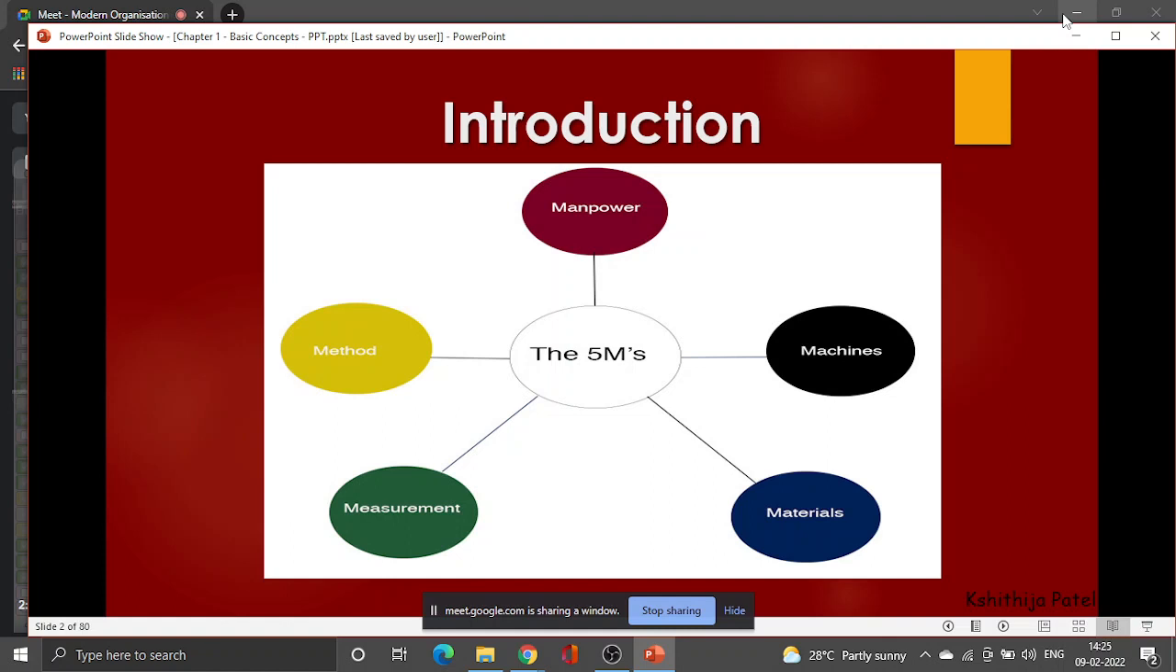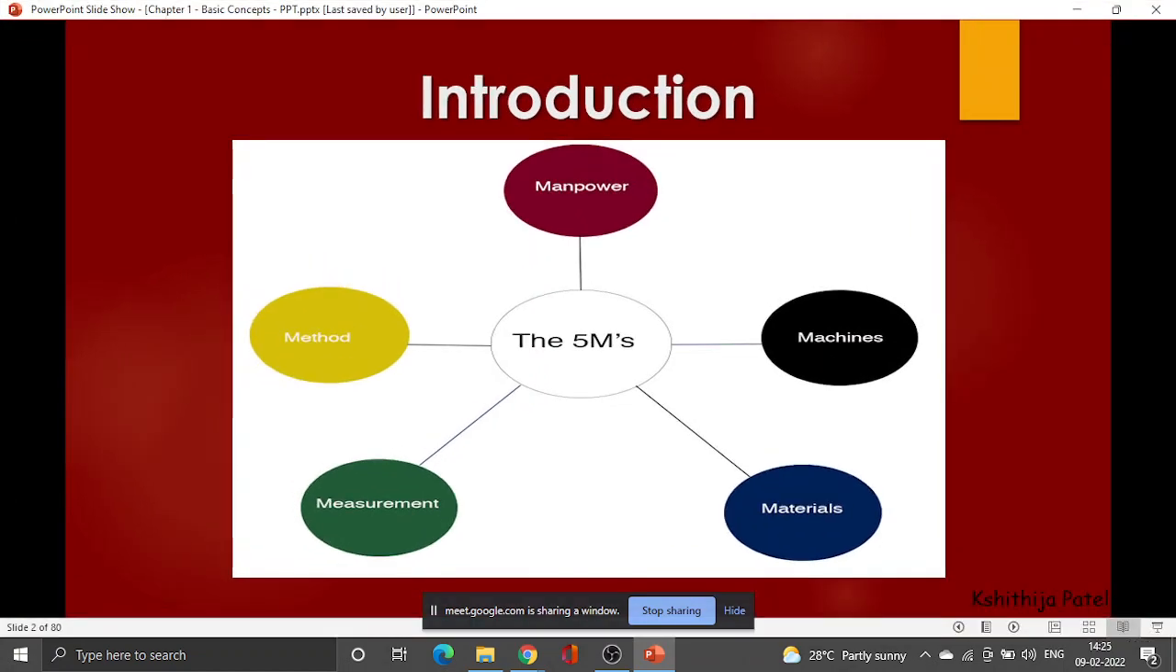So, as you can see over the PPT, there are 5 M's for the organization, that is manpower, machine, materials, measurement, method. Using these 5 M's of management, they act as a unifying force, and thereby they achieve the objective of the management. Management is nothing but a unifying force. So it is needed whenever people work together in an organization.